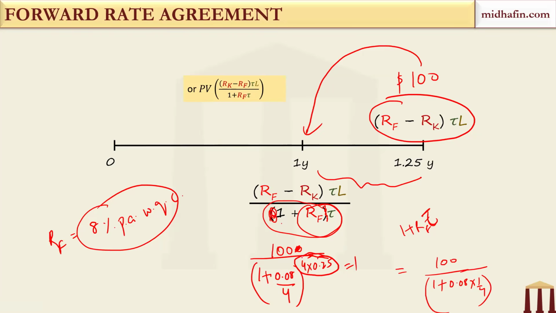Because this is 1. This is disappeared. So you're only left with 1 plus 0.08 by 4. So which is 1 plus 0.02. That is what RF times tau is. RF is 8%, tau is 0.25. Finished. You are still getting 0.02. Is it clear to everyone?